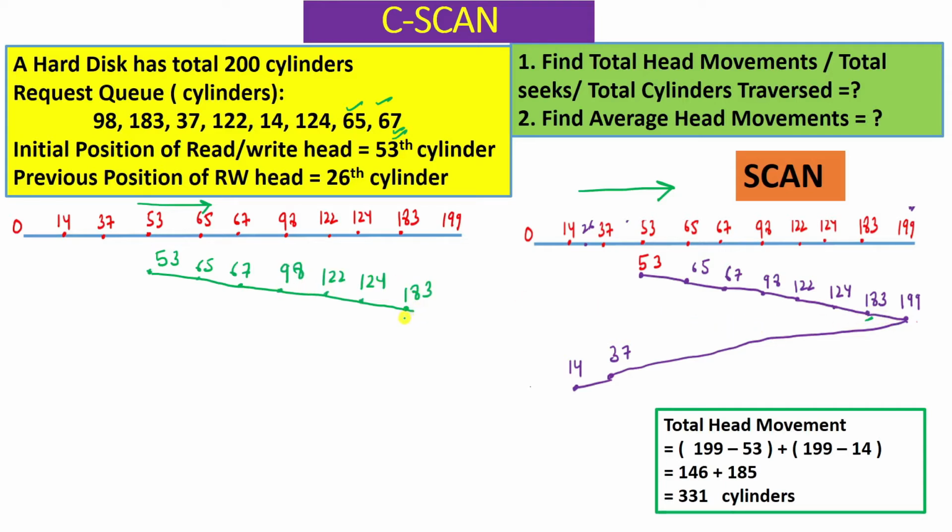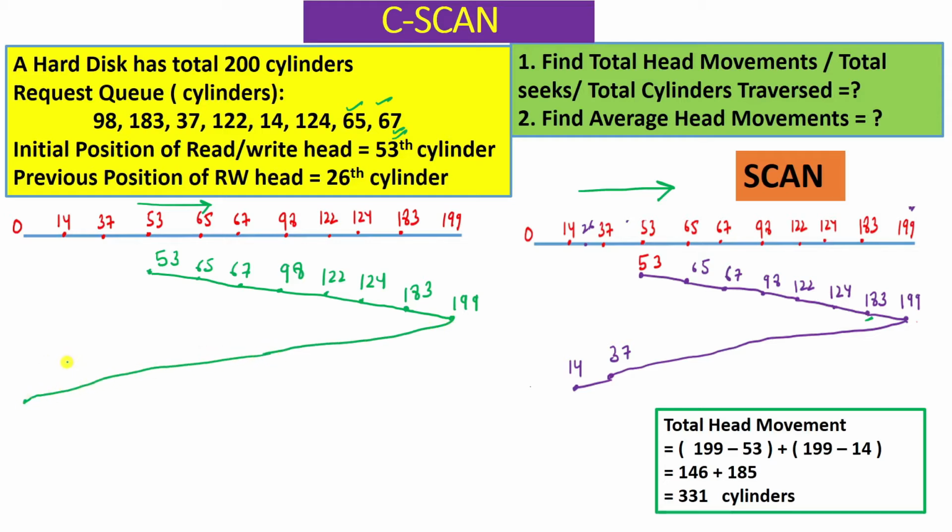Now, as in SCAN, we were going to the last cylinder number, although that cylinder number request was not present in the request queue, but we will go there. Okay, so we will go to 199, right? Now this is the same as SCAN. Now basically we have to change the direction. So we will change the direction in C-SCAN, and we will go till the last cylinder.